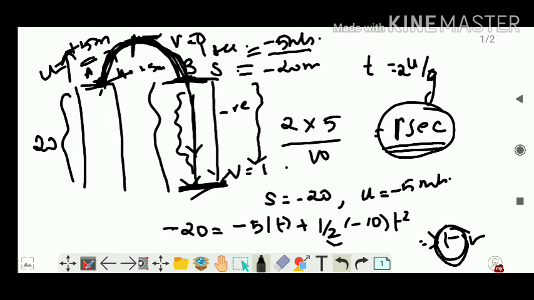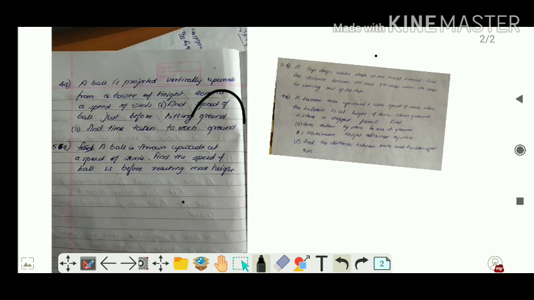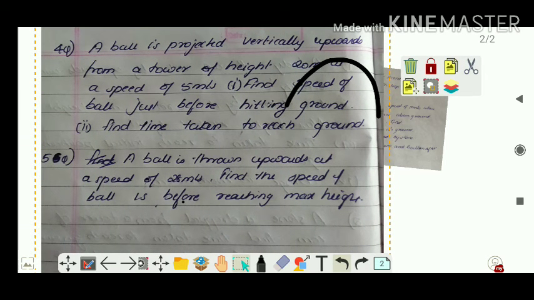Okay. Simple. Right. Now let's move on with the next question, which is the fifth question. Should I enlarge it? Okay. So this is my fifth question. A ball is thrown upwards at the speed of 28 meter per second, and you are asked what is the speed of the ball 1 second before reaching its maximum height.